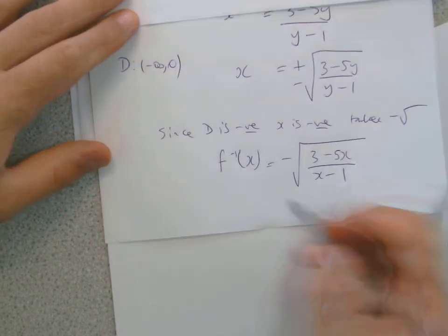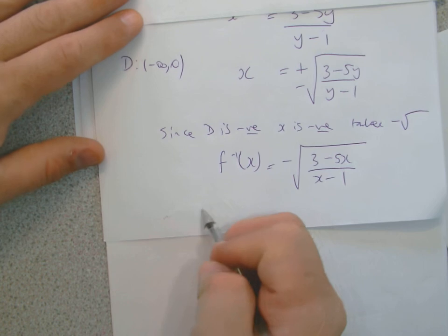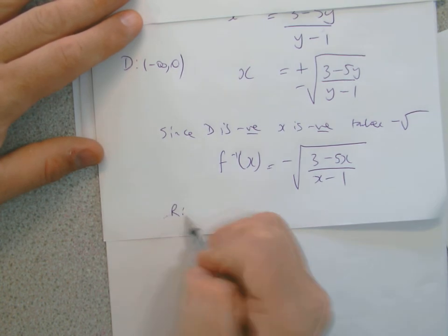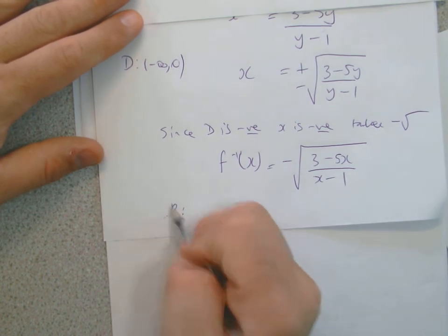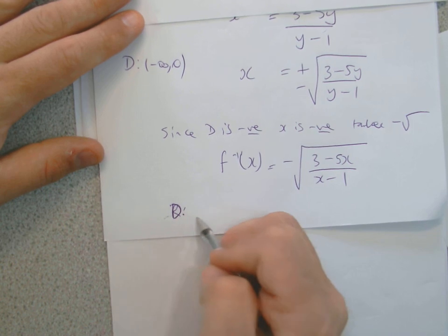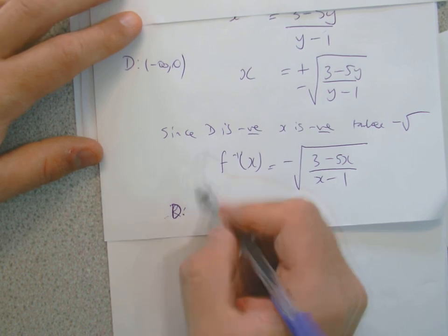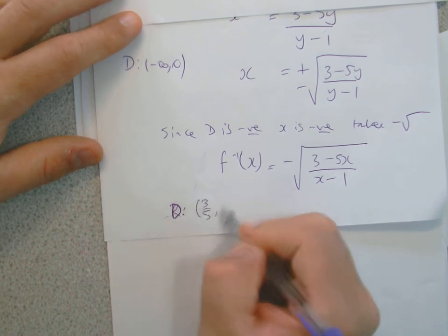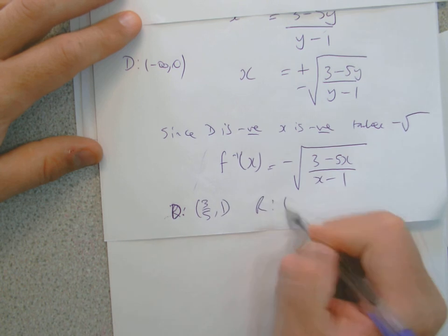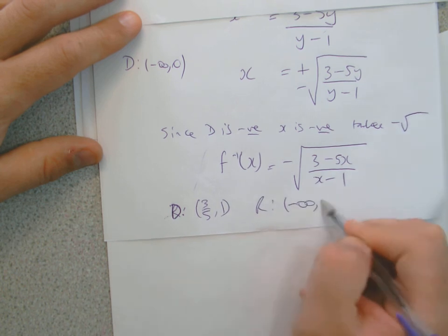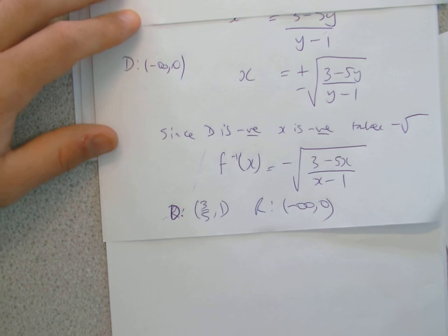It does say then, to finish off, find the range and domain. Well, the range and domain is easy then. Let's start off with the domain, shall we? The domain will be the range of the original function, which we worked out to be 3/5 to 1 earlier on, and then the range will be the domain of the original function. So we've got that there, and we completed it.